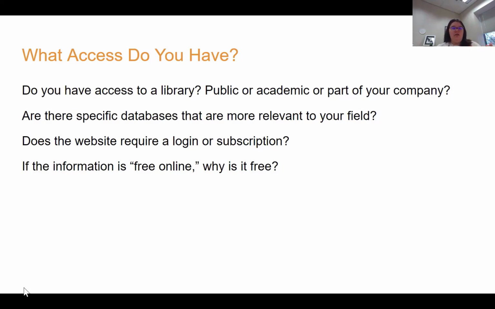Looking at whether or not you require a login or subscription, what kind of privacy policies do they have? How are they using your data, if there is anything like that? And if the information is just freely available online, why is it free, right? Is there a bias there? Are they trying to persuade you of something or sell you something? Or are they just providing this out of the goodness of their hearts?